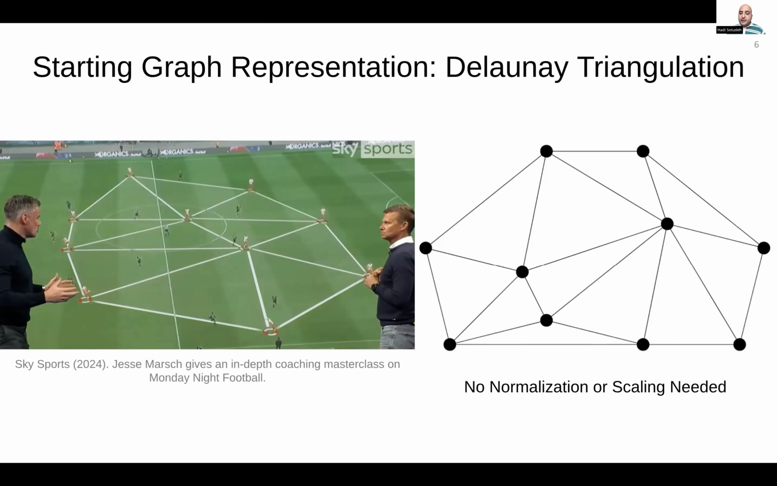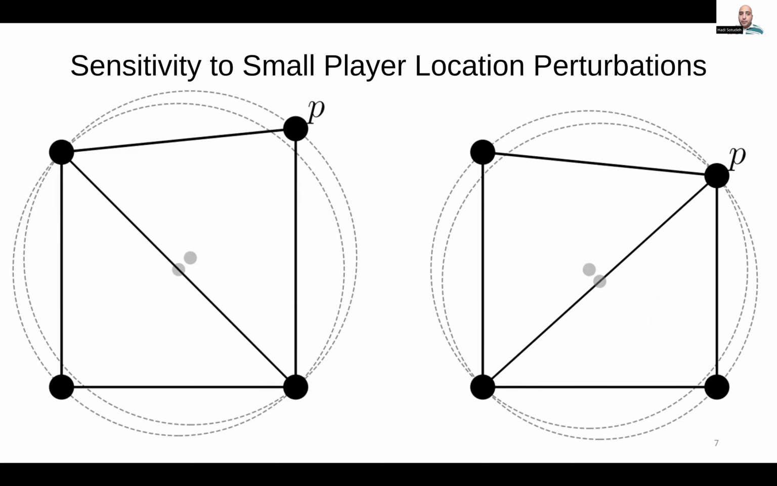This representation also means that we don't need to apply any normalization or scaling, because no matter where on the pitch or how compact or narrow the structure is, the edges would remain the same. But one issue with this Delaunay triangulation is that it is sensitive to small player location changes.